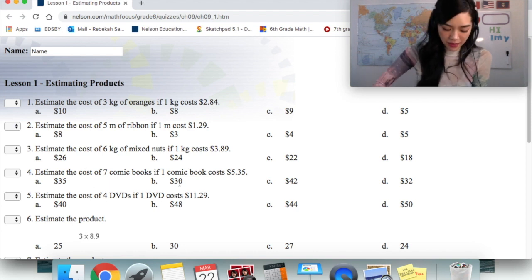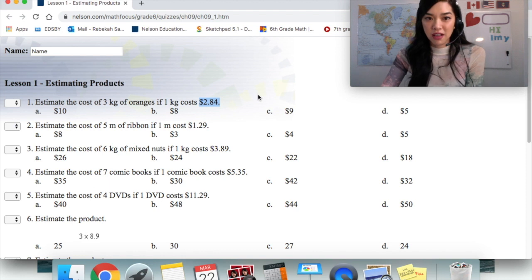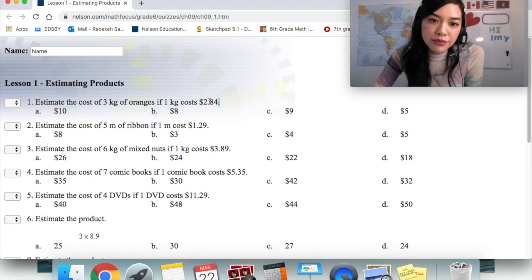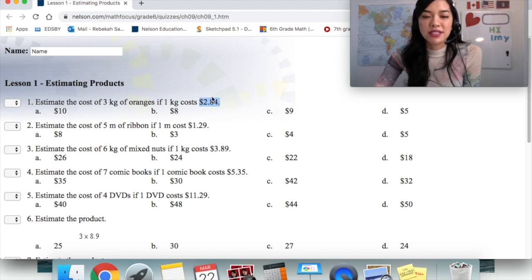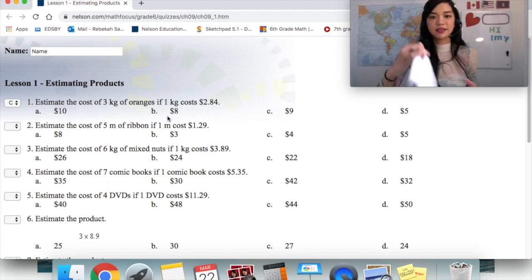All right, so number 1, go ahead and write number 1. Estimate the cost of 3 kilograms of oranges if 1 kilogram costs $2.84. So we're going to take 2.84 and round to the nearest dollar, just like we did in our lesson. So 2.84, the nearest dollar, 5 or more, so that's going to be $3. If it's $3 for a kilogram, what is 3 times 3? $9. So you're going to go ahead and put C. Number 1, 3 times 3, $9. See that?